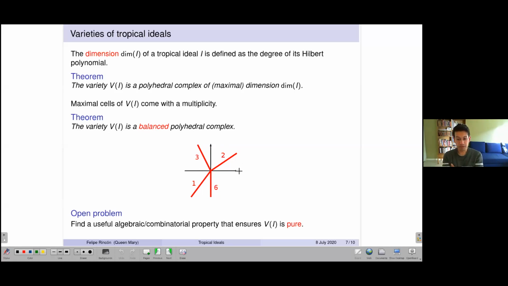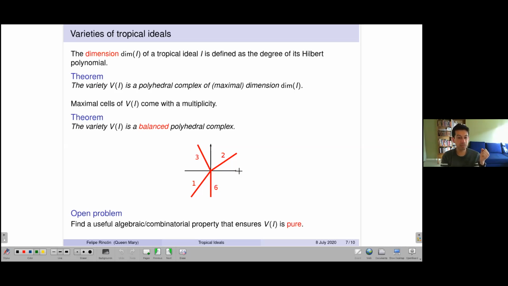Something we don't know how to do is this: in the structure theorem for tropical varieties, for the realizable ones at least, you know that if you start with an irreducible classical variety, then the tropicalization, the polyhedral complex that you get, is a pure polyhedral complex. All the maximal cells have the same dimension, equal to the dimension of the original variety.